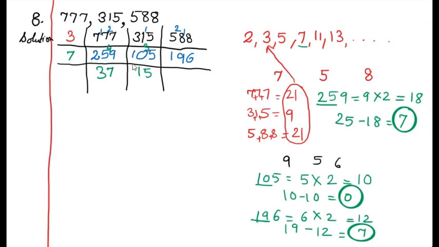Next number is 196. So 1 is not divisible. We will search 19 now. Is 19 divisible by 7? No. Smaller number? Yes. 7 2s are 14. That is 19 minus 14 is equal to 5. So we will write here 56. Is 56 divisible by 7? Yes. 7 8s are 56. So here we have divided all the given numbers by 7.